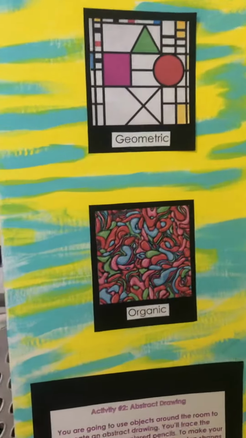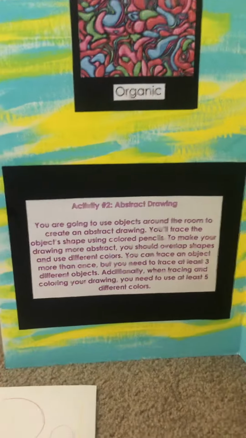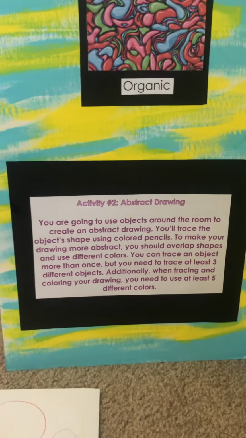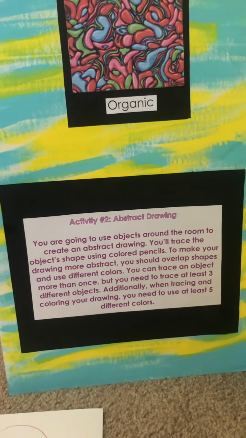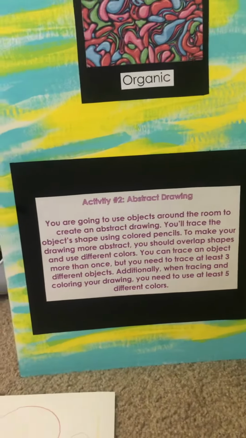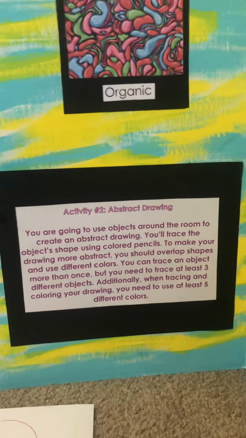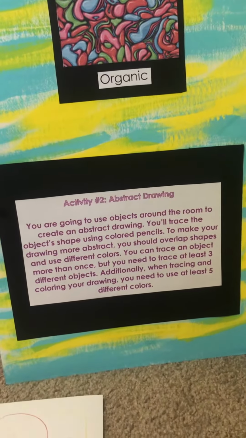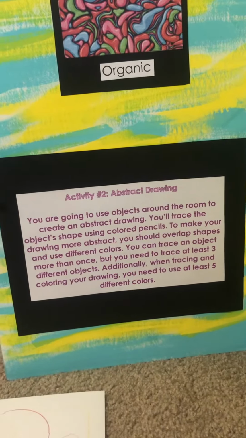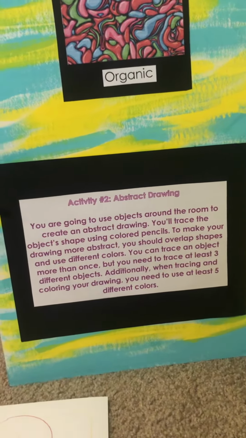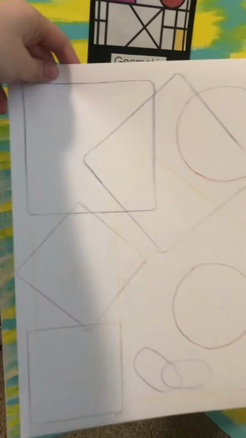And for shape, I have pictures of geometric versus organic shape on the top. And then for my activity for this, the students would be doing an abstract drawing where they take objects that are readily available around the room, or if they're at home doing this, any object at home, and they trace it. And the goal to make this more abstract is that they use at least 3 different objects and they overlap objects as they trace them, and also use at least 5 different colors. So this is an example that I did just of stuff that I had ready in my room. So as you can see, I have a bunch of different shapes and colors.